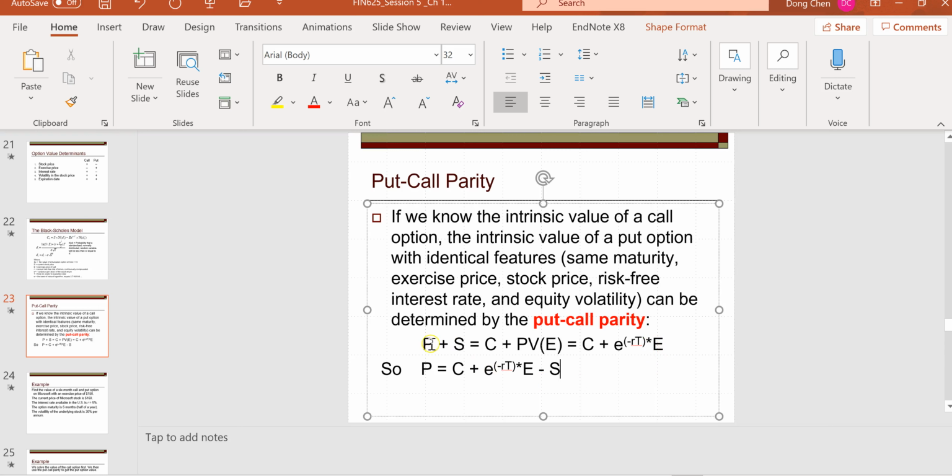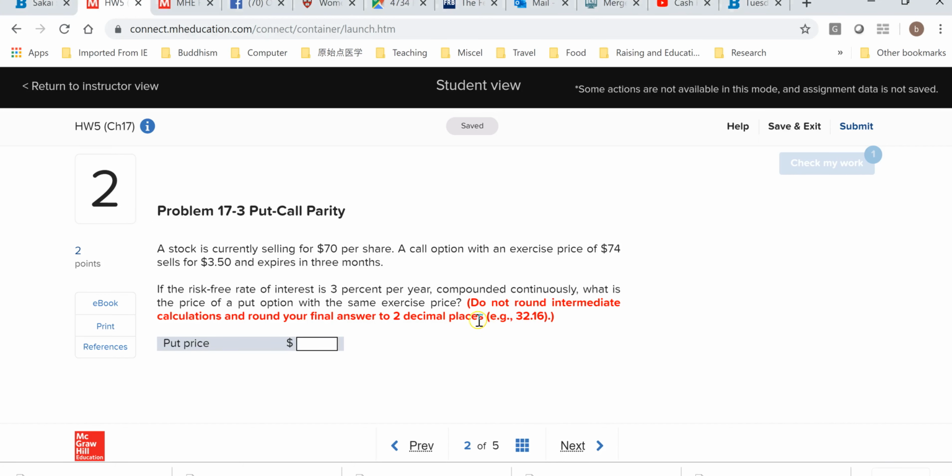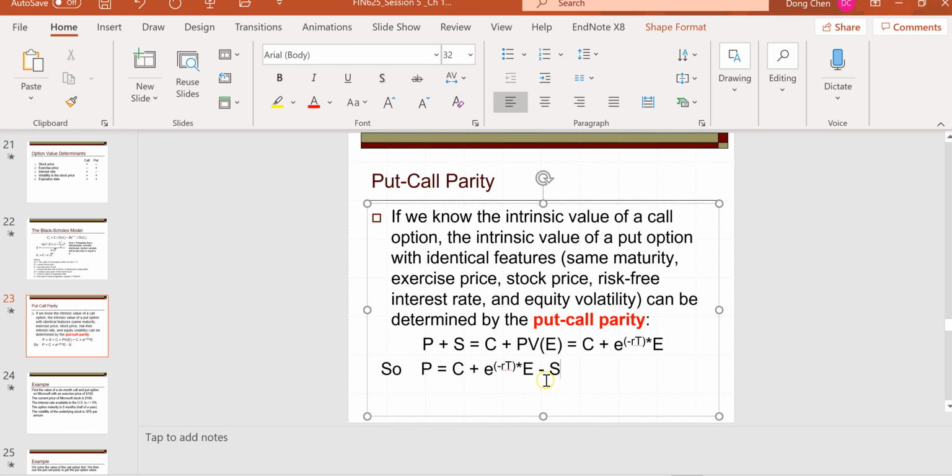And P here is the price of the put option, S is the price of the underlying stock, C is the price of the call option, and E is the exercise price. So from that, we can solve for P equals C plus E raised to the power of negative R times T, times the exercise price, minus the stock price. So we can simply use this formula to solve it.